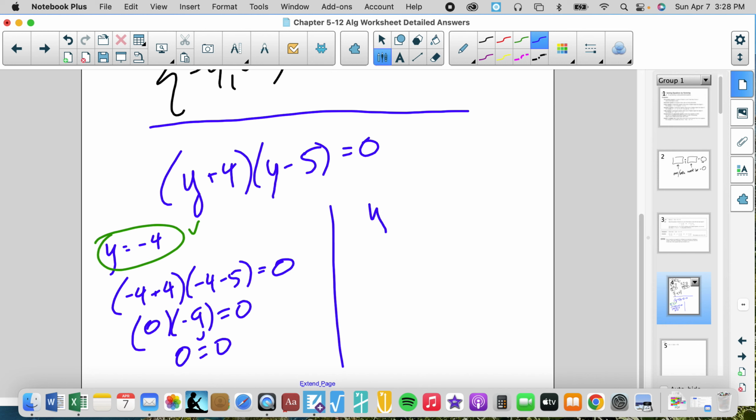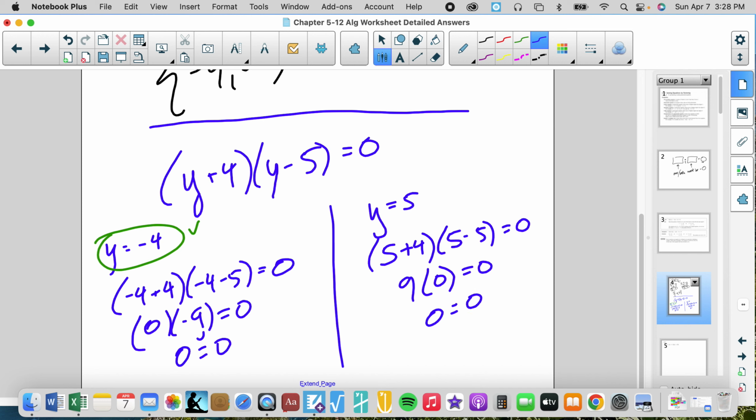Let's try the other solution. Our other solution was when y equals 5. So if we plug in 5 for y, 5 plus 4, and 5 minus 5. So 5 plus 4 is 9. 5 minus 5 is 0. 9 times 0 is 0. So that also is a solution. So we see that when y equals -4 or y equals 5, that will be a solution.